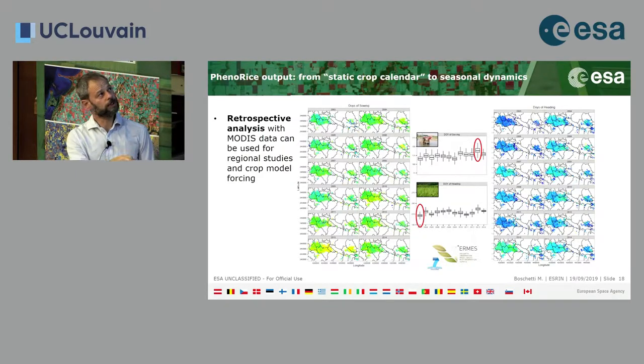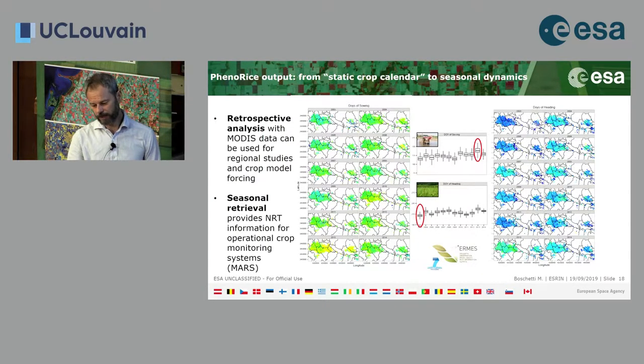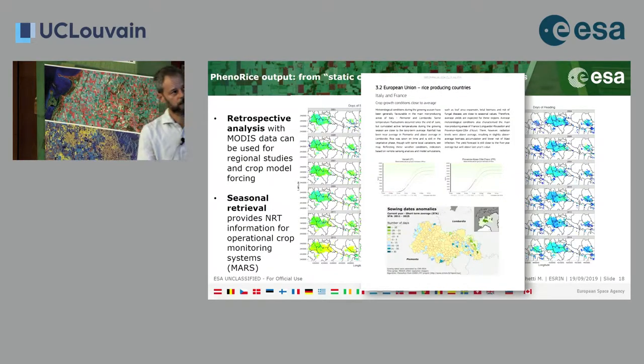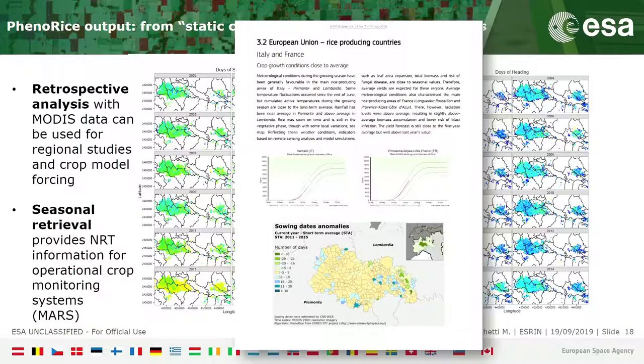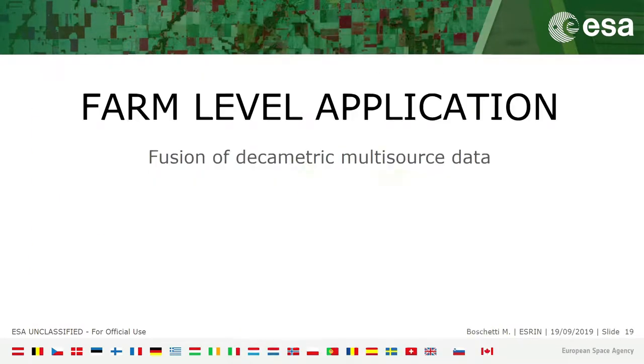So what you can do with this, you can use it to estimate a dynamic crop calendar or to make seasonal information for a monitoring system like the one on Mars of JRC. They make the bulletins, and those bulletins say, oh, the season is going well, or no, it's not going well because we have a delay in the sowing, so we are expecting that something will occur badly later in the season. Okay, so those are the main messages why we do that at the regional scale.